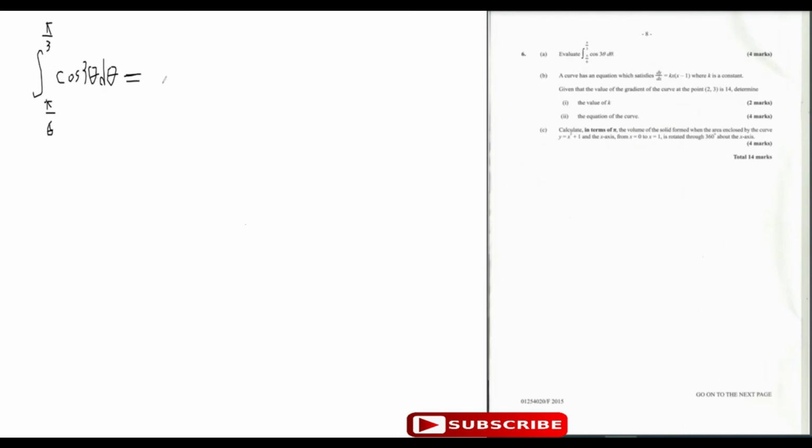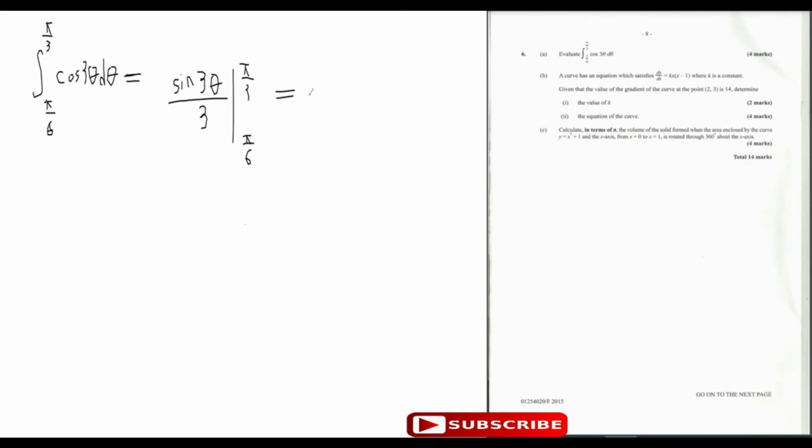Now to integrate cos, when you integrate cos, you get sine 3 theta. Then you divide it by the derivative of 3 theta, which is 3. And we're integrating from pi by 6 to pi by 3. So all you have to do is plug in pi by 3 first. When you plug in pi by 3, 3 times pi by 3 is just pi. So we'll get the sine of 3 times pi by 3. Remember, pi by 3 is really 60 degrees. 3 times 60 is 180. The sine of 180 is 0.